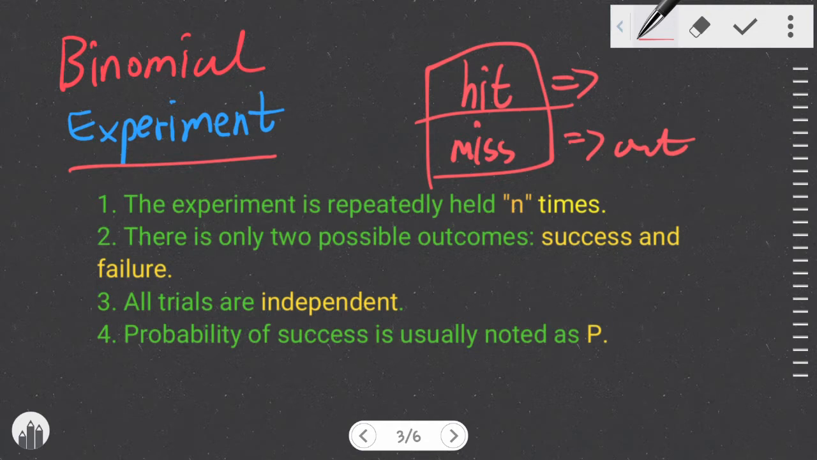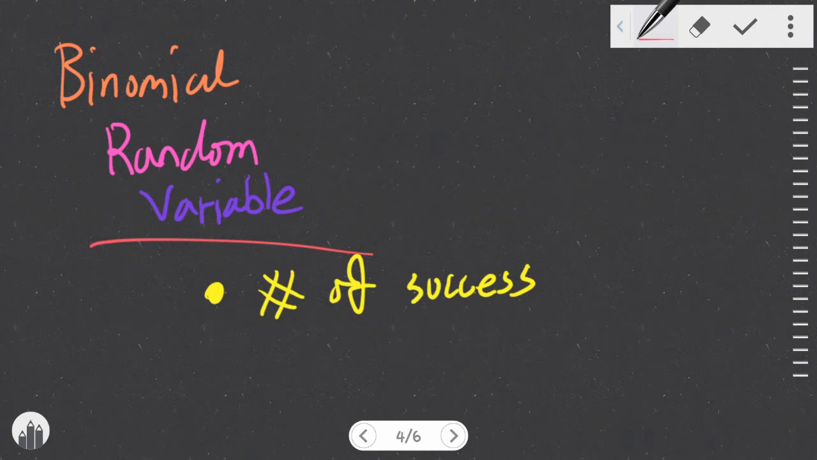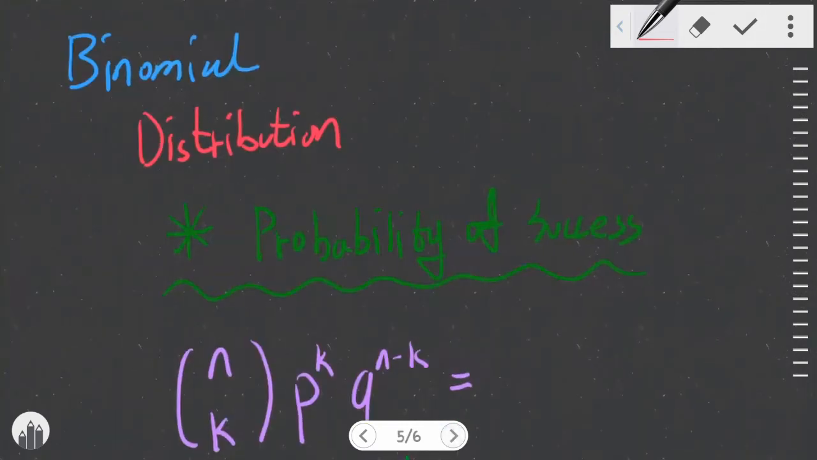And all trials are independent in a binomial experiment. One trial does not interfere with the result of the other one, as we've studied in the previous video. And lastly, the probability of success is usually noted as p in a binomial experiment. And now we meet another similar looking statistical term, which is binomial random variable. This one's really simple. It's just the number of times success has come out in the binomial experiment. And the probability of success coming out from the total n trials is called the binomial distribution.